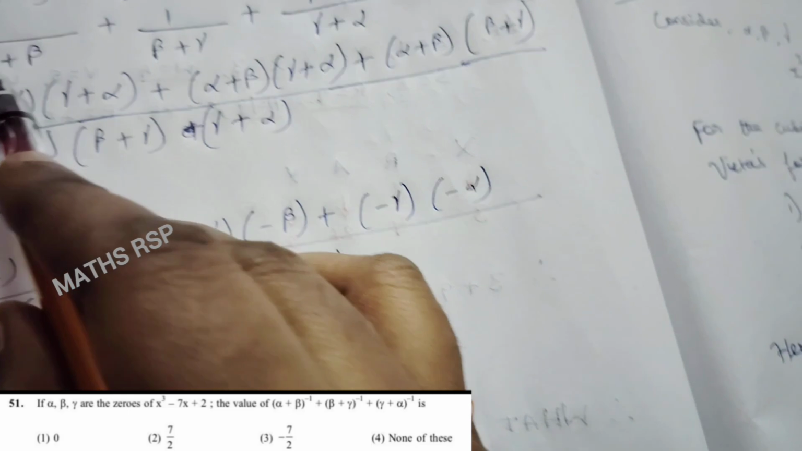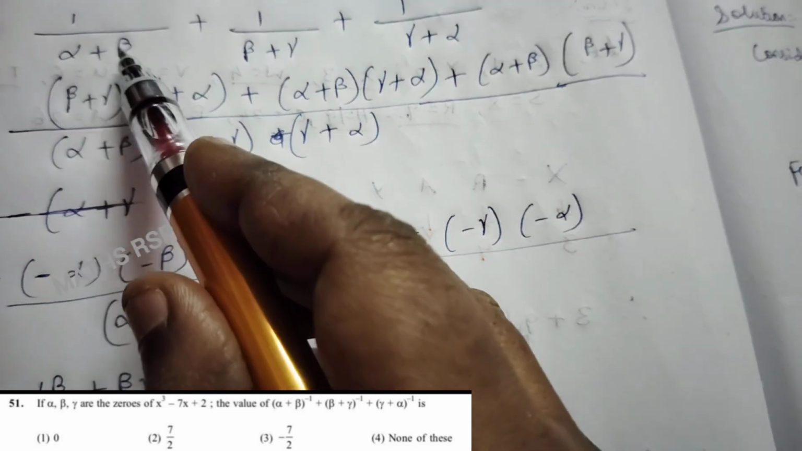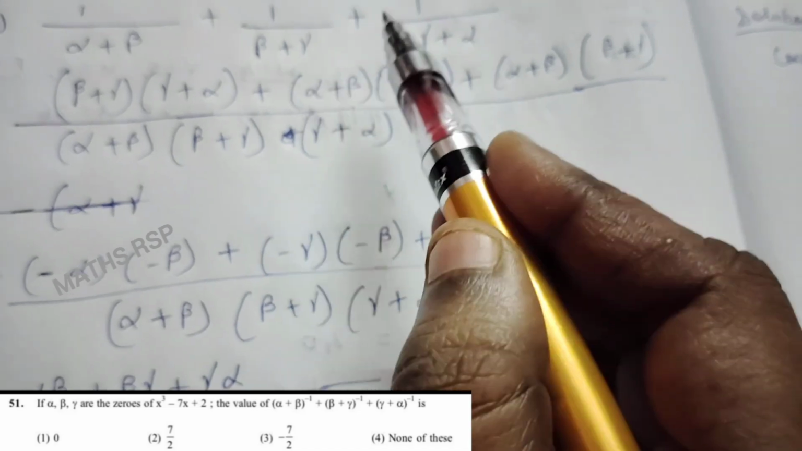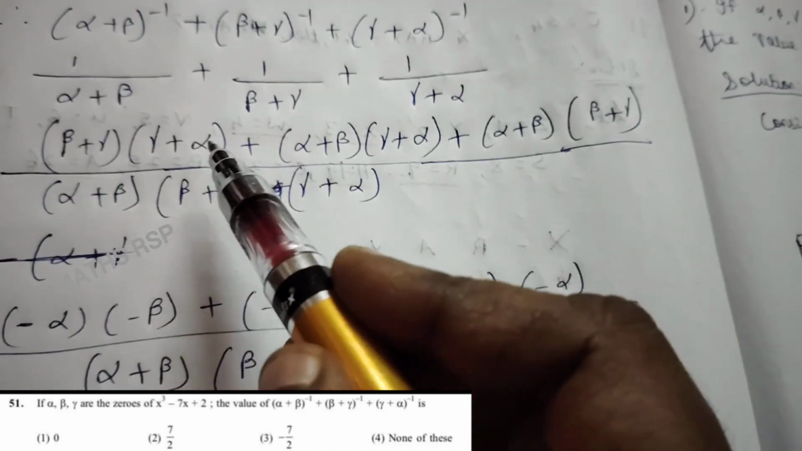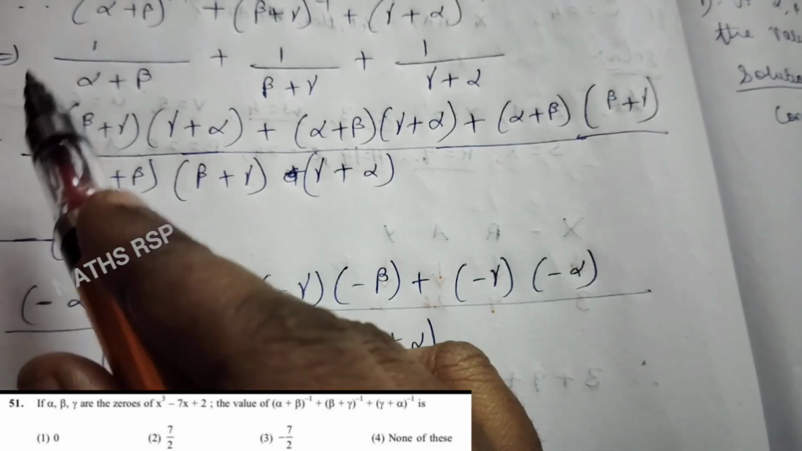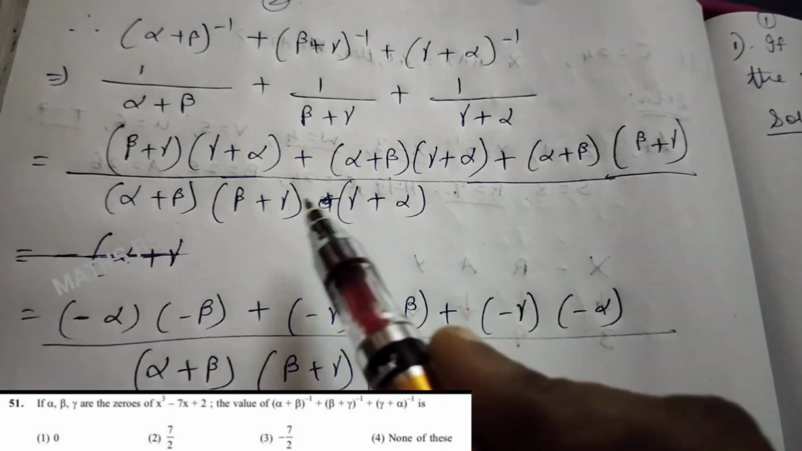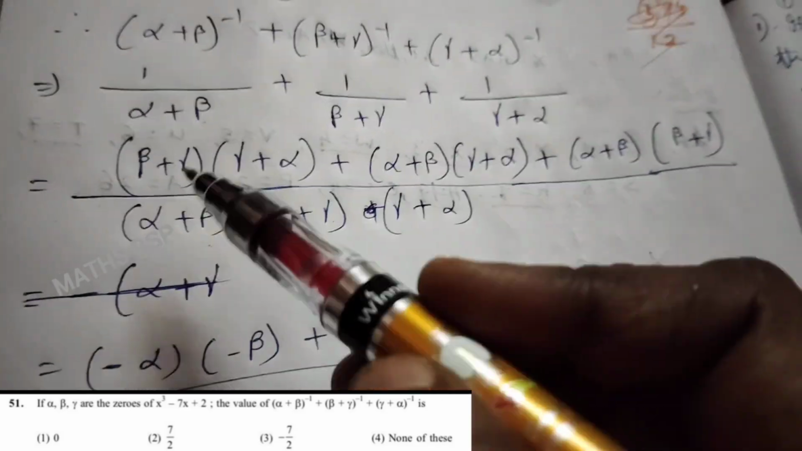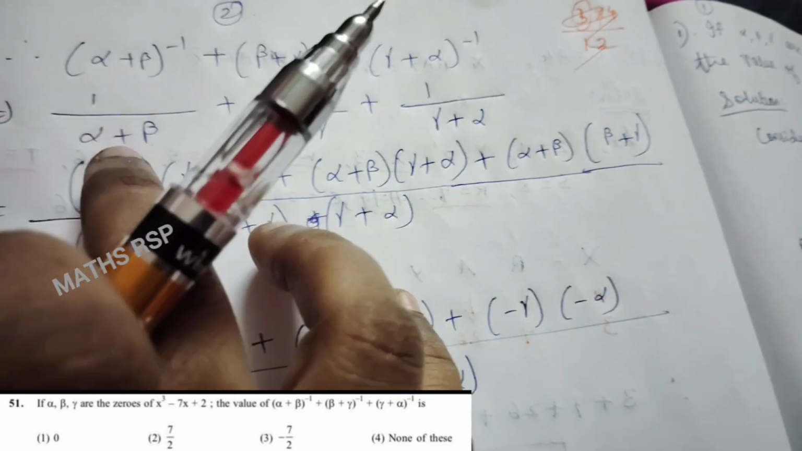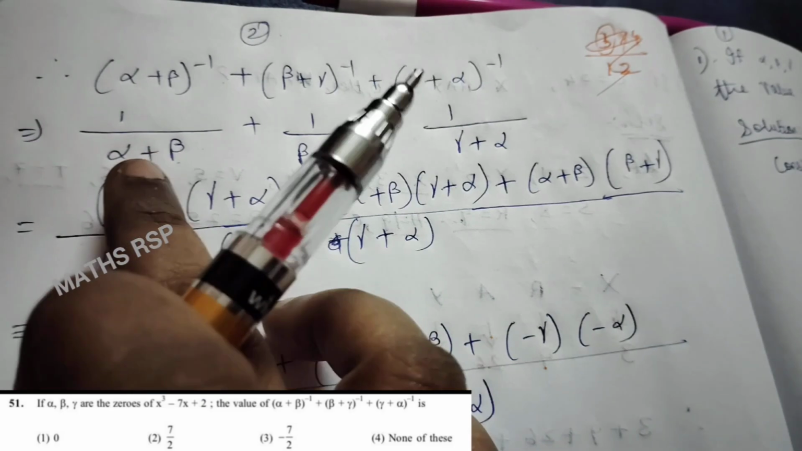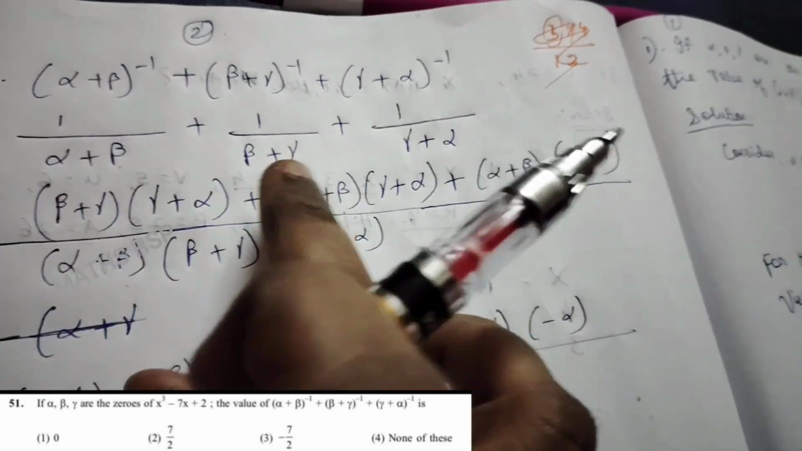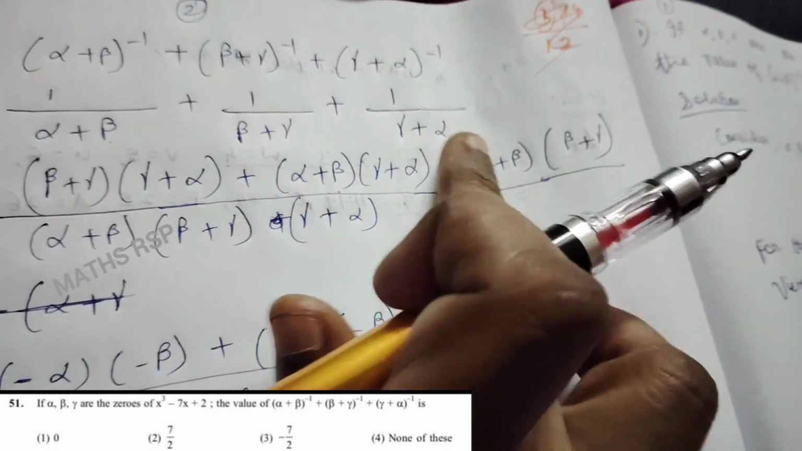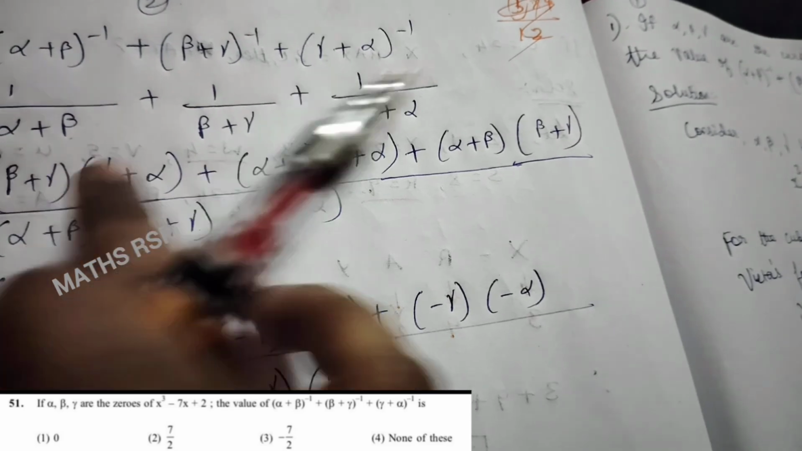Okay, now we need to multiply the whole denominator, that is alpha plus beta into beta plus gamma. I'm taking the LCM, okay? For the LCM, what we will do, we need to multiply each value in the denominator, so alpha plus beta and beta plus gamma into gamma plus alpha. After taking the LCM, alpha plus beta is already there in the first section, so the remaining of alpha plus beta is beta plus gamma and gamma plus alpha. We need to put it in the numerator part, okay, plus.